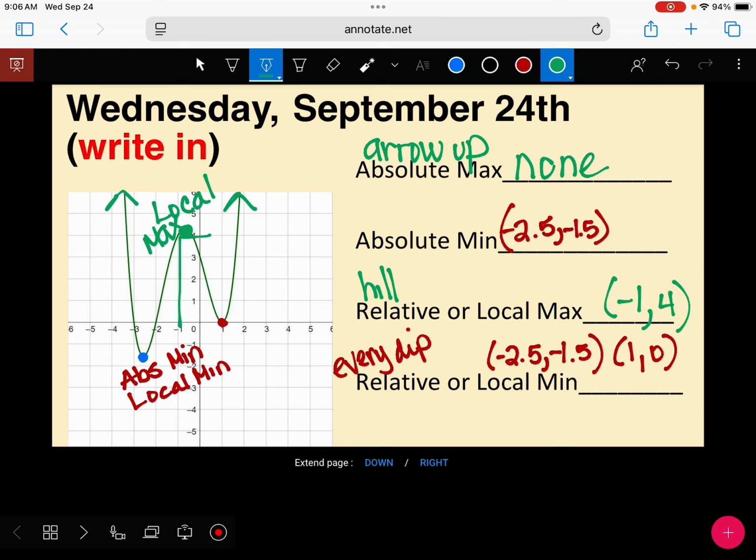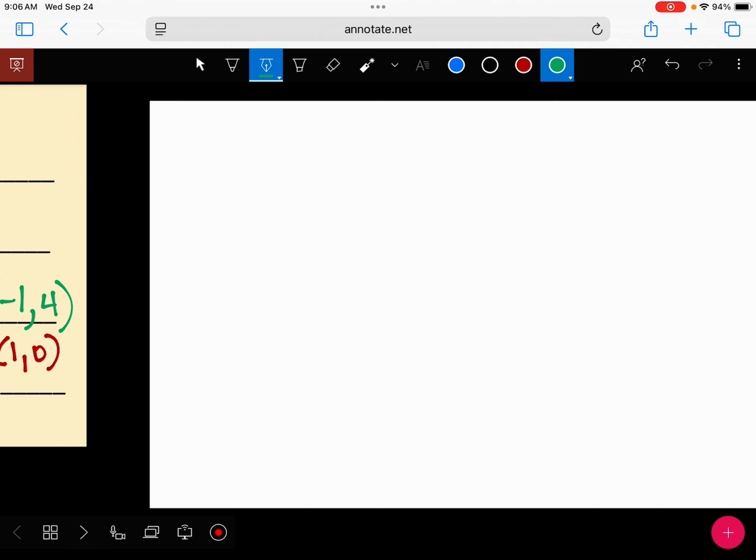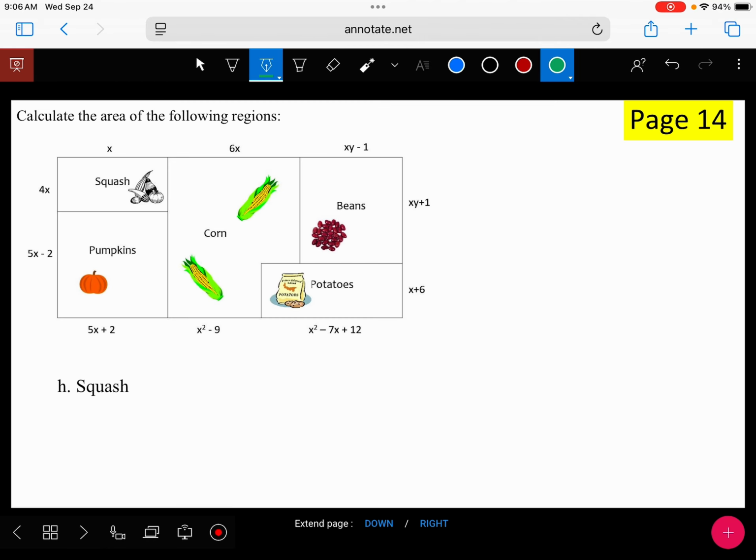Any questions? All right, so the only thing we have left to cover is area. So go ahead and take out your notes. And then I will pass back the first skills check, and you have an exit ticket that you need to do and turn in before you leave. So let's go to page 14.